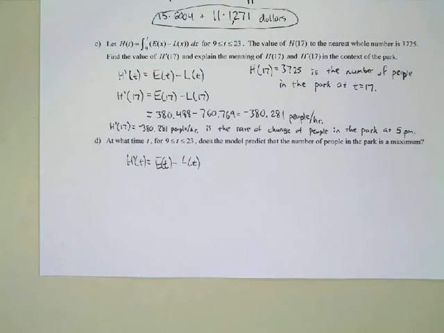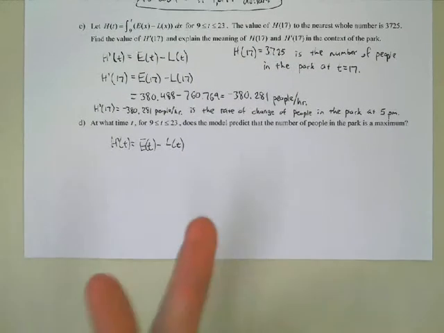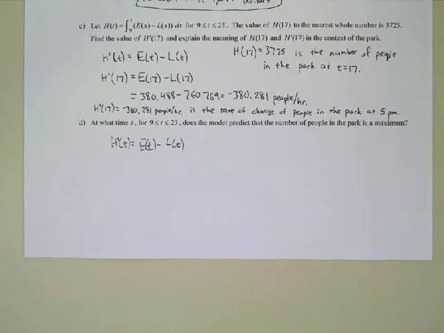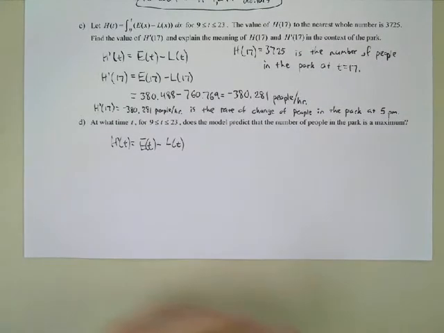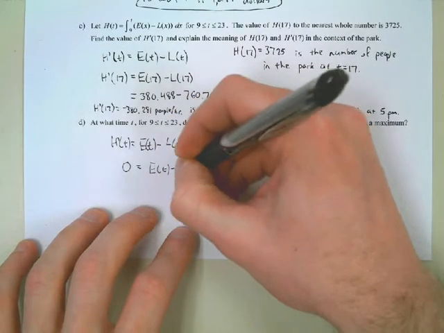All right. Is that all we have to do to find the maximum, just take the derivative? What do we do once we take the derivative to find a maximum? We have to find the critical points, right? So we set it equal to what? 0, or when it's undefined. I don't think we're going to have to worry about it being undefined here. So we want to set e of t minus L of t equal to 0.